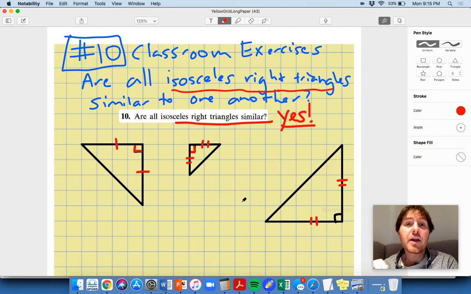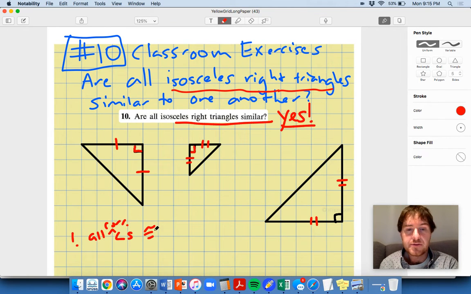So first thing with similarity, reminders. First thing about similarity is that all corresponding angles have got to be congruent. And they are for isosceles right triangles, because you have a 90-degree angle. So those three 90-degree angles are all congruent. And then what do we know about the other angles? Oops, I should have done three tick marks there because I have one there, two there, and three there. The other angles in an isosceles right triangle are going to be 45 degrees.